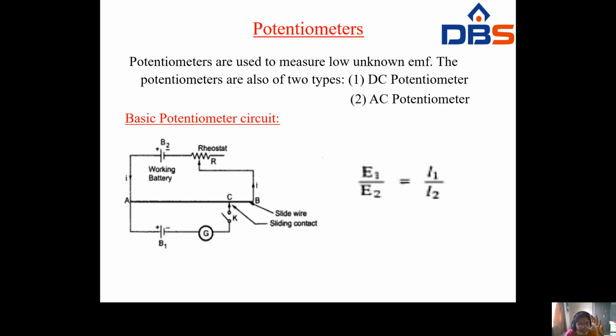Previously, when you switch on, the sliding wire is at some particular length, which is L1. When it shows null deflection, it shows another length, which is L2. With L1, L2 and E2, where E2 is the known EMF, you can find the unknown EMF value.